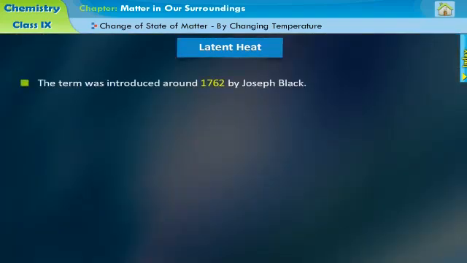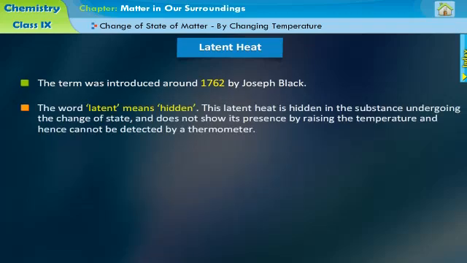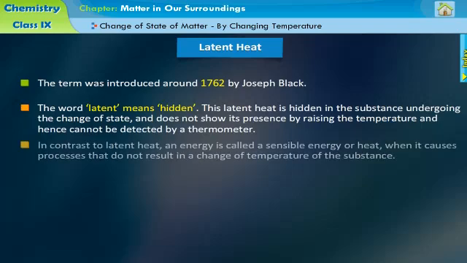The term was introduced around 1762 by Joseph Black. The word latent means hidden. This latent heat is hidden in the substance undergoing the change of state and does not show its presence by raising the temperature and hence cannot be detected by a thermometer. In contrast to latent heat, an energy is called a sensible energy or heat when it causes processes that do not result in a change of temperature of the substance.